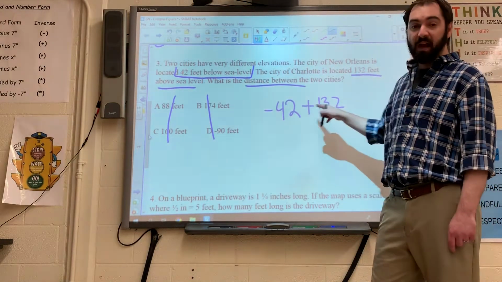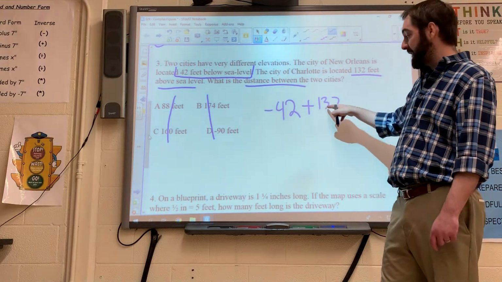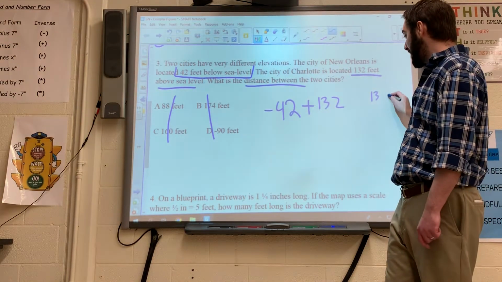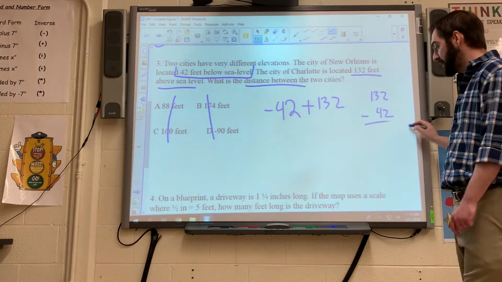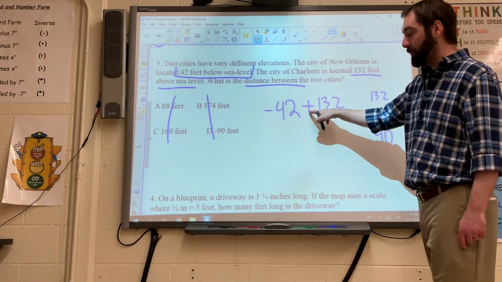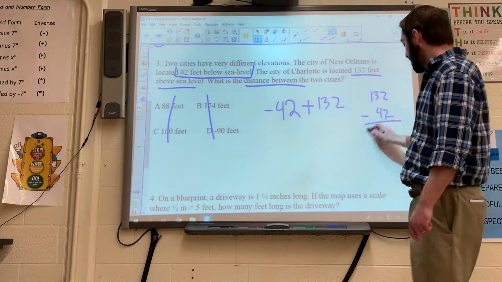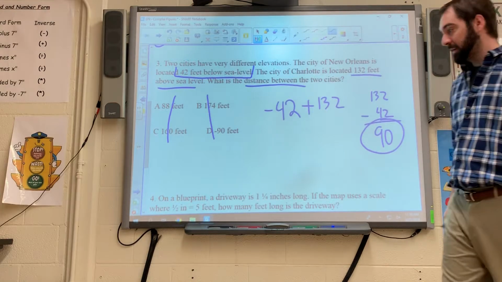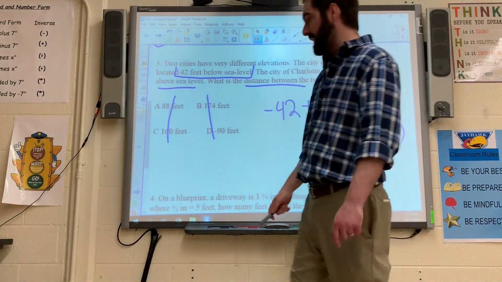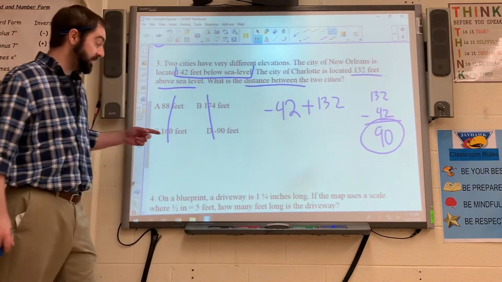Well, I have different signs. Different signs subtract. Take the sign of the larger side. So really this is 132 minus 42, which gives me 90. I have way more positives than I have negatives, so that makes it positive 90. And I'm pretty sure you could have seen we meant D to be not negative 90, but positive 90.